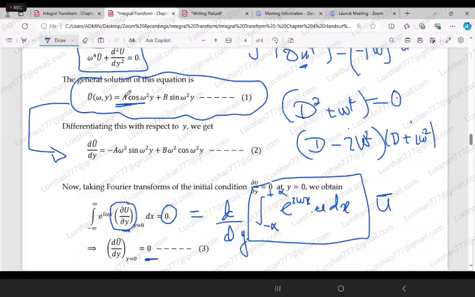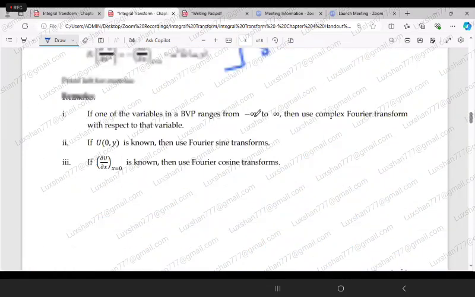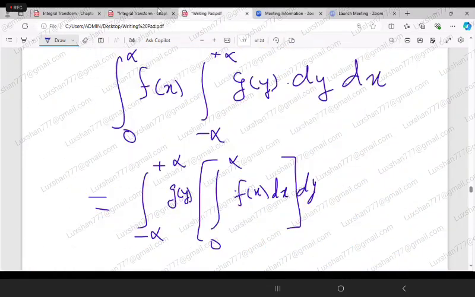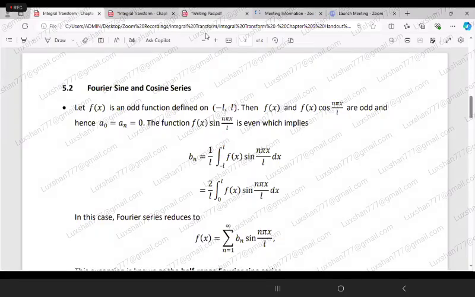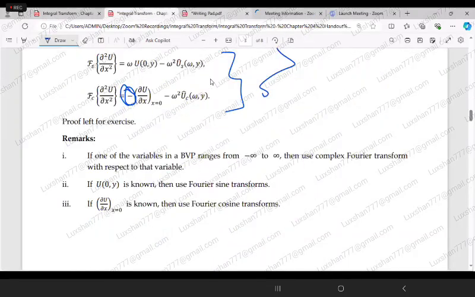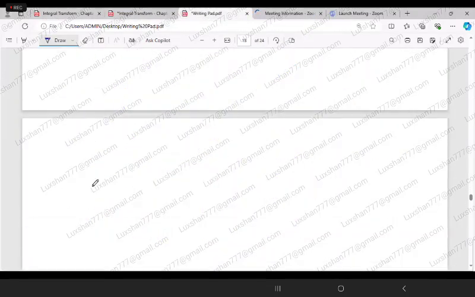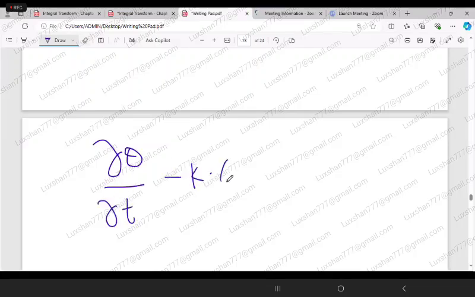Here, look at, there's already a minus. Already there's a minus. So anyway, I write, sorry, yeah, actually we have ∂θ/∂t minus k into ∂²θ/∂x² equal to 0.